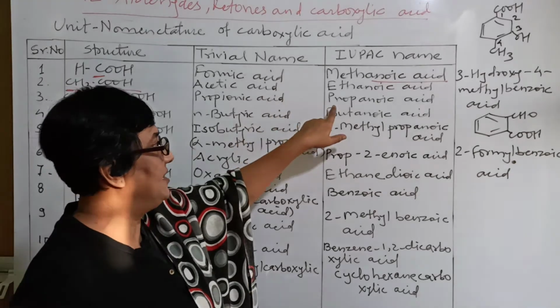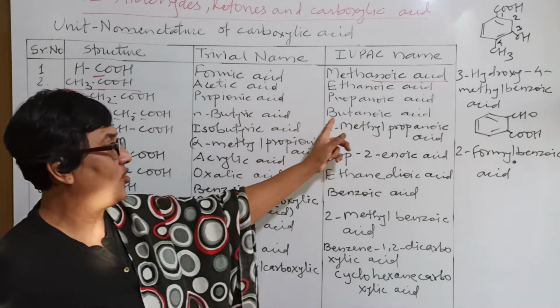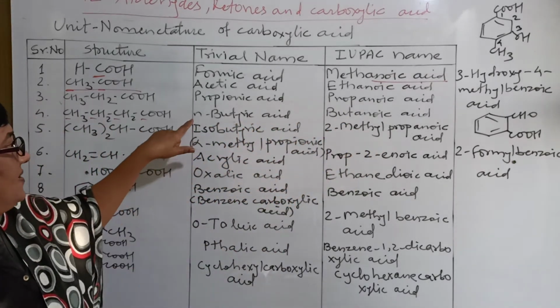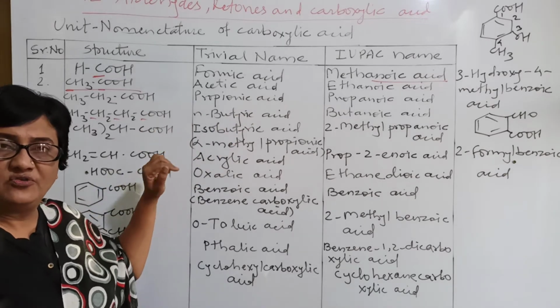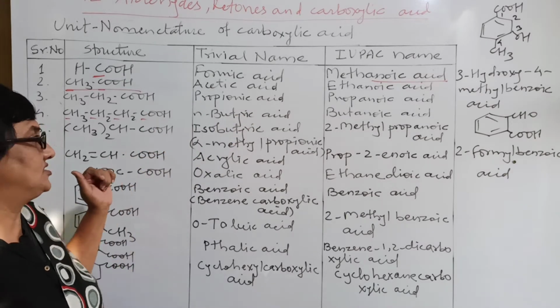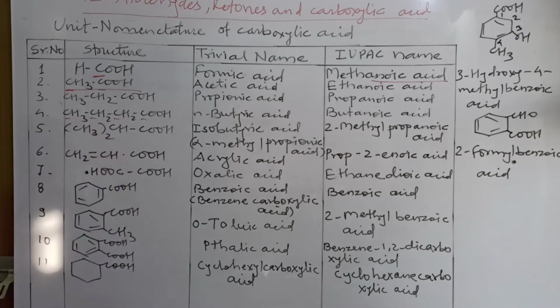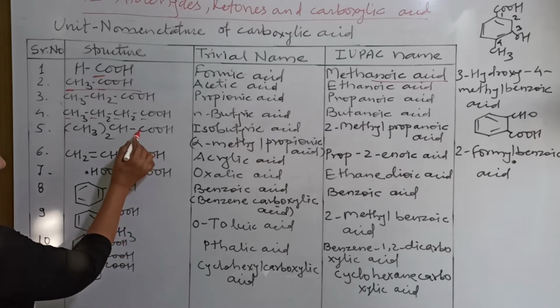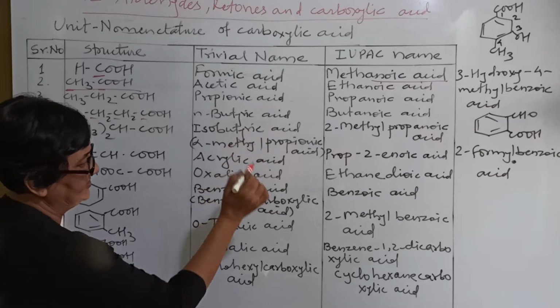And what is the IUPAC name? Propanoic acid. If there are 4 carbon atoms, then it is called butanoic acid. And what is the common or trivial name? n-Butyric acid. Because from butane onwards, isomerism is possible. If the arrangement of carbon is like this, (CH3)2CH, then this is the isopropyl group, and with the 1 carbon atom of the COOH group it becomes isobutyric acid.